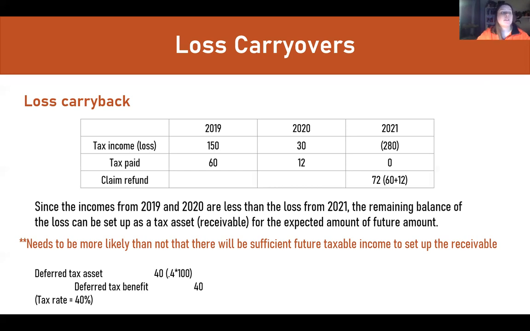But if you think that you're going to have taxable income in future years, you're going to set up your asset account, and that's going to be the balance of your loss times your tax rate. So let's say here the tax rate was 40%, so you're going to set up a deferred tax asset of $40. And I think, no, that's not it.